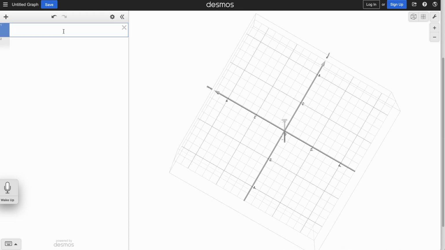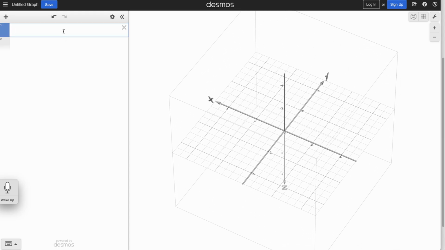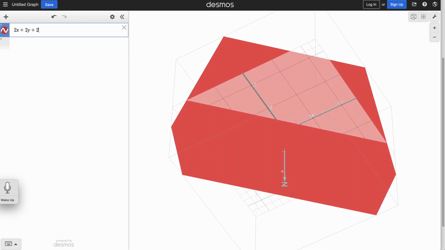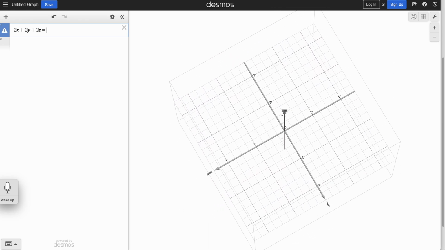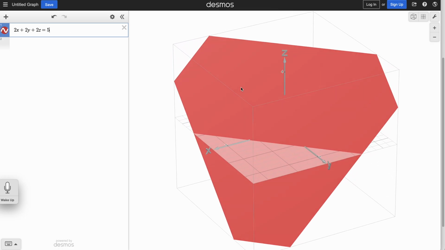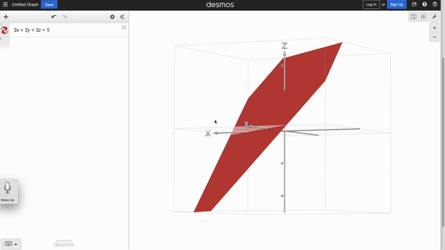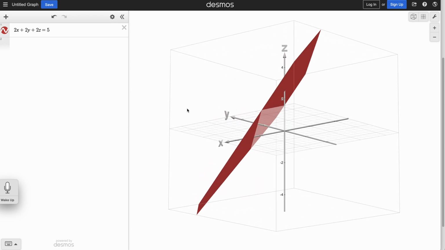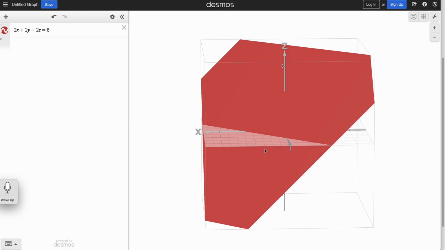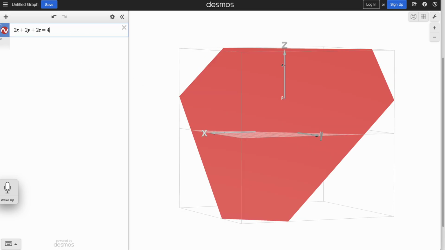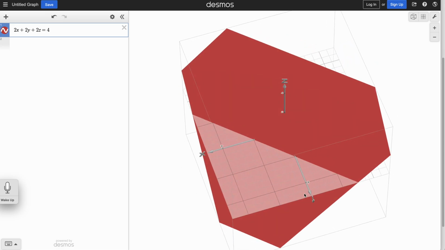So if I want to graph a plane or a rectangle, I just use X, Y, and Z, and that will graph a plane that's going to intersect. And so right here, you can see that it creates this plane. And it's uneven because I have it set equal to 5. So you can play around with this and look at how it changes the plane.